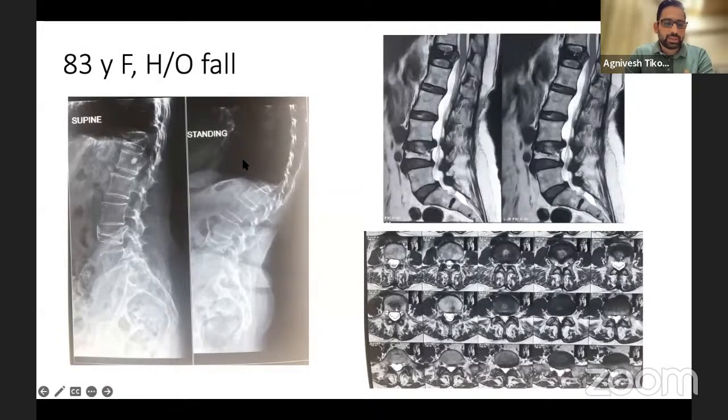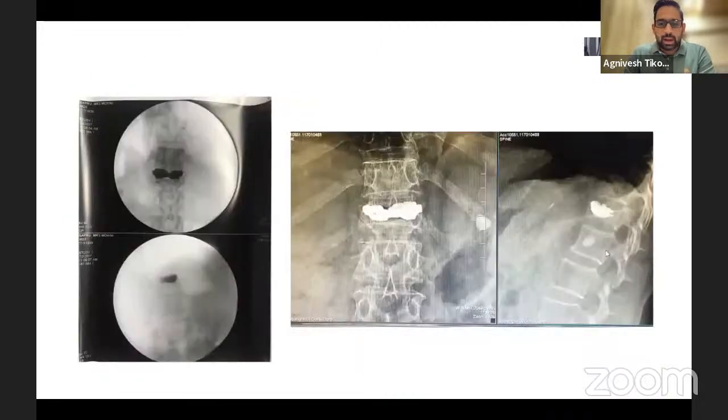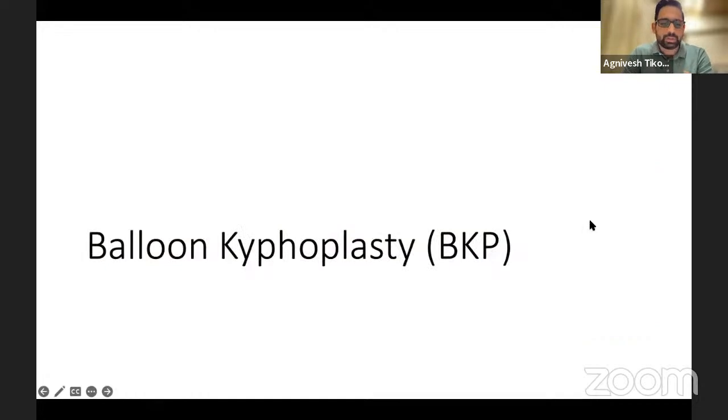Now have a look at this patient. Elderly patient had a fall. This L4 is an old fracture. This is the new one. And you do a vertebroplasty in this patient and it works for the patient.